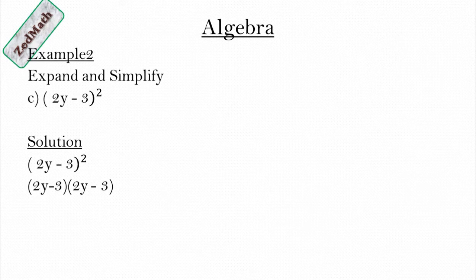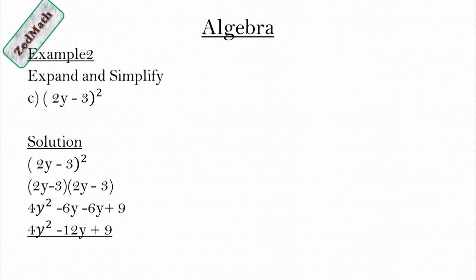Let's do that. So we have 2y by 2y, which is 4y squared, 2y by negative 3, which is negative 6y, negative 3 by 2y is negative 6y, and negative 3 by negative 3 is positive 9. Now we've got like terms, which we know that negative 6y and negative 6y is going to give us negative 12y. So this is going to be 4y squared minus 12y plus 9. We're done.